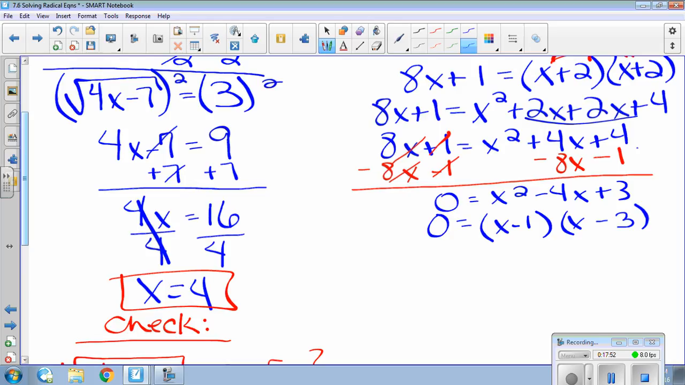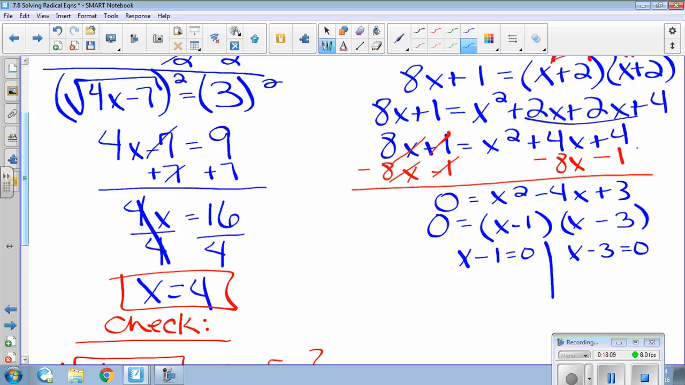What's the next step? Set each one equal to 0. So x minus 1 equals 0, and x minus 3 equals 0. Trying to find my 2 solutions, possible solutions.